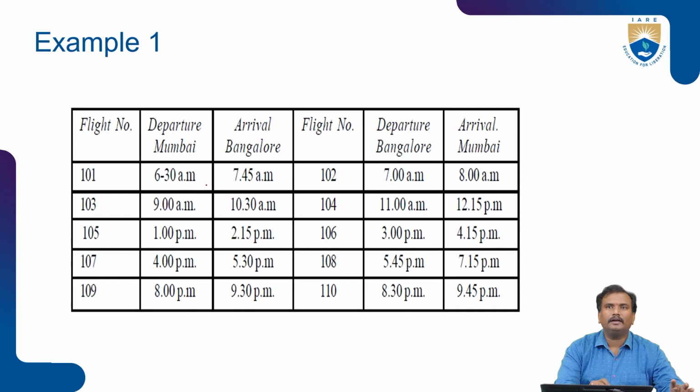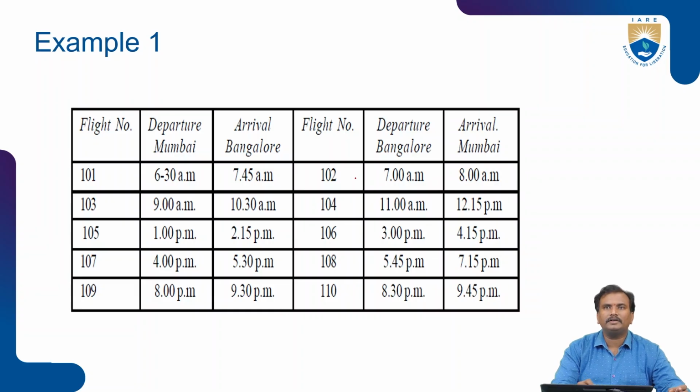And this is the flight number, departure from Mumbai and arrival at Bangalore. That is flight 101, which departs at 6:30 a.m. and arrives at Bangalore at 7:45 a.m. And flight number 103 departs at 9 a.m. and arrives at 10:30 a.m. Like that, 105, 1 p.m. to 2:15 p.m., 107, 4 p.m. to 5:30 p.m., 109, 8 p.m. to 9:30 p.m.